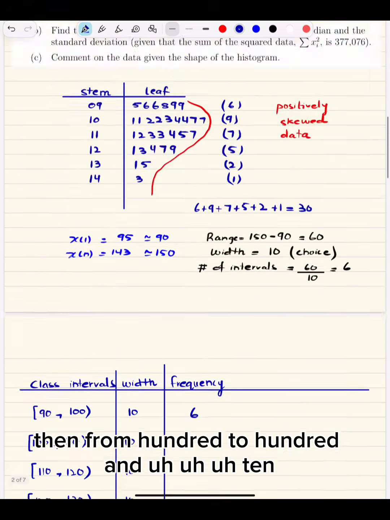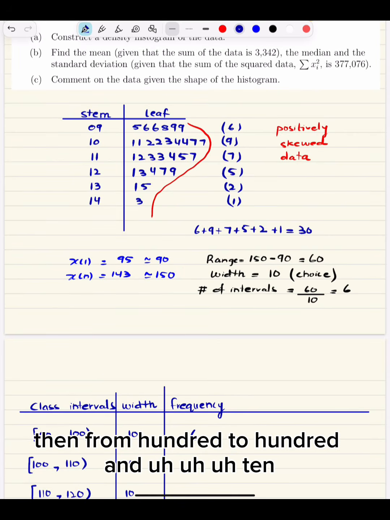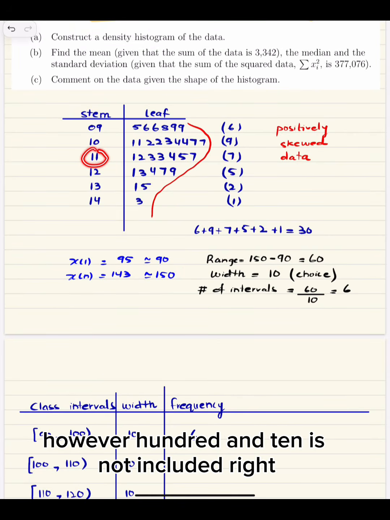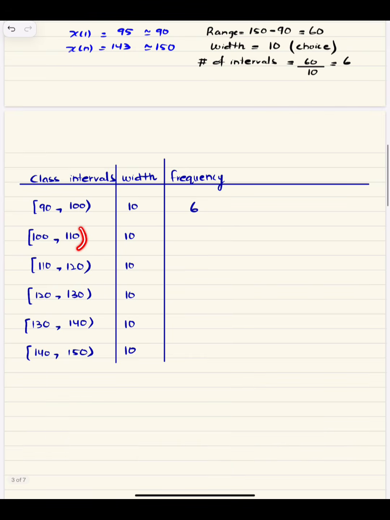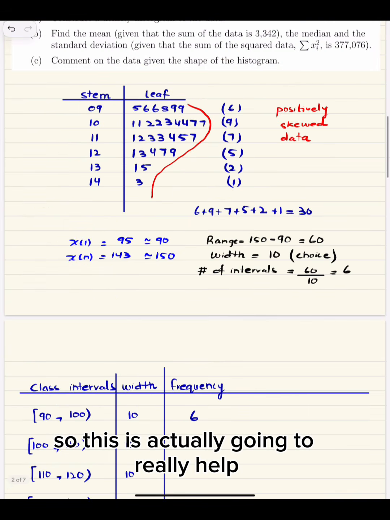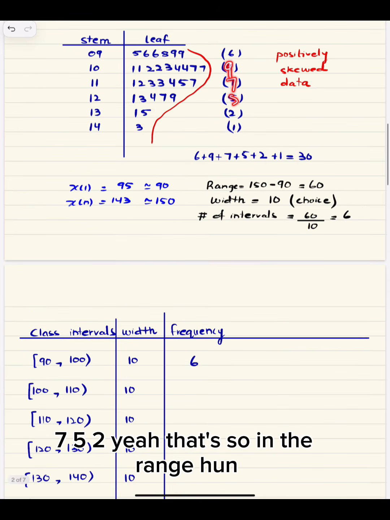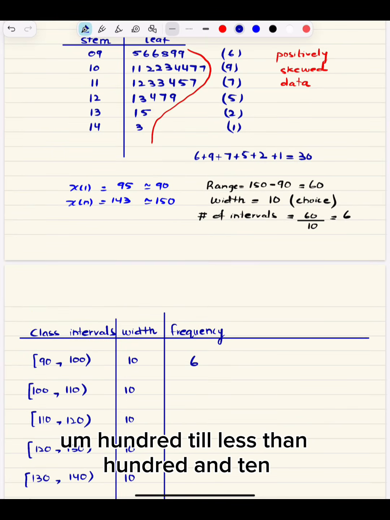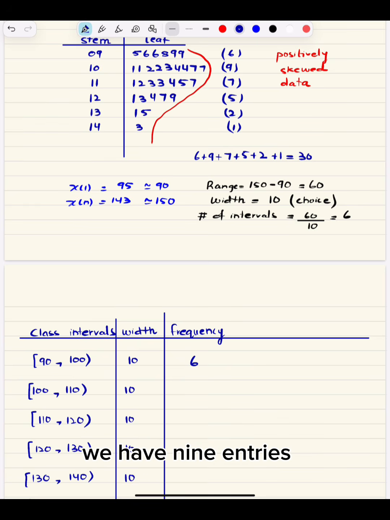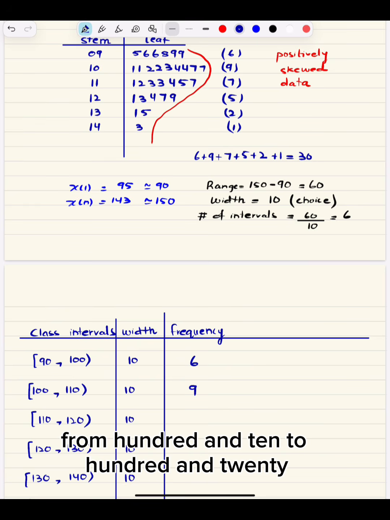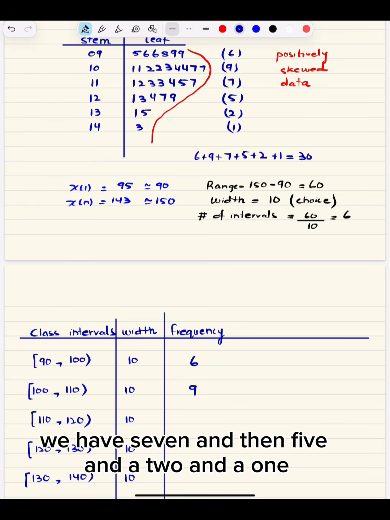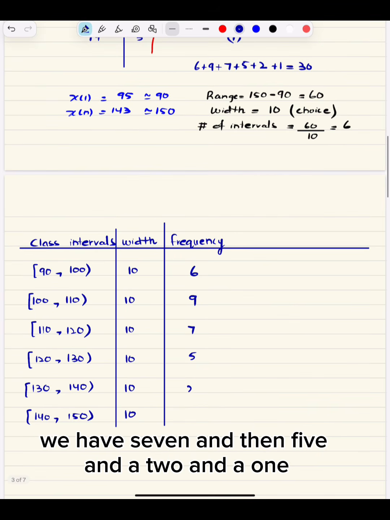Then from 100 to 110, however, 110 is not included, right? So this is actually going to really help. I think the answer is going to be just 9752. Yeah, so in the range 100 till less than 110, we have 9 entries. From 110 to 120, we have 7, and then 5 and a 2 and a 1.